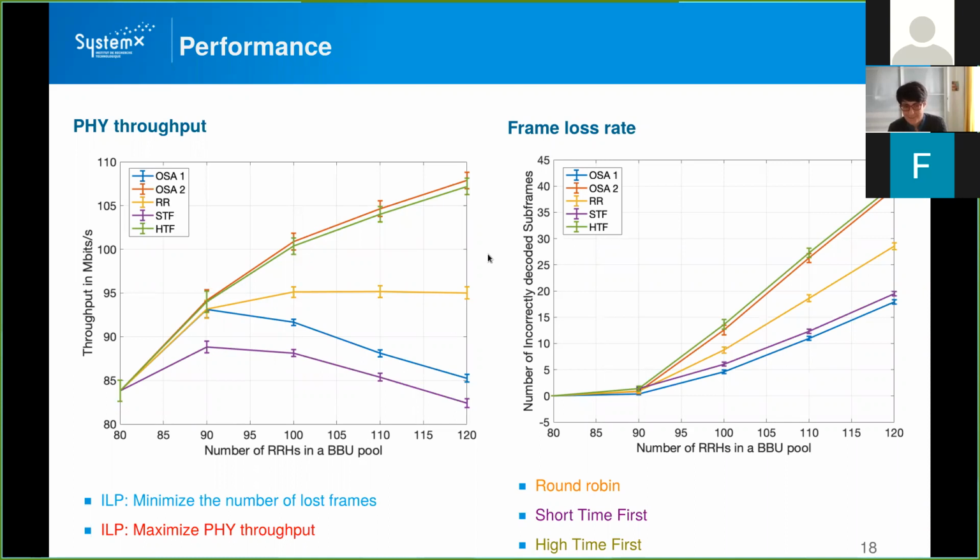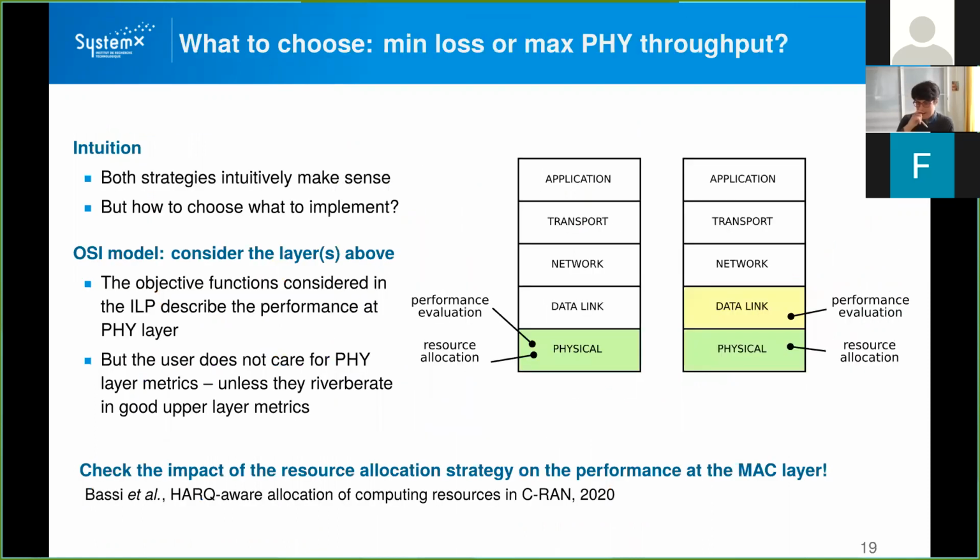But we see that what works very well for maximizing the throughput is not well adapted to minimizing the frame loss rate. And so now we are confronted with the question of which one of the two strategies we will take to implement in our system. And at this moment, we cannot answer this question. And so what we do is, well, take a step back.